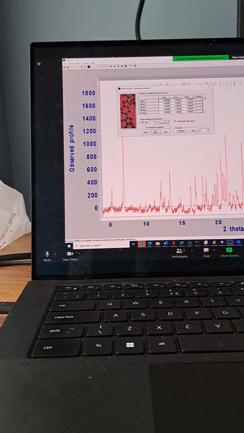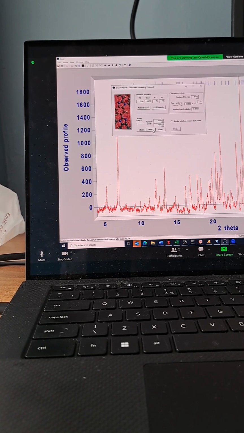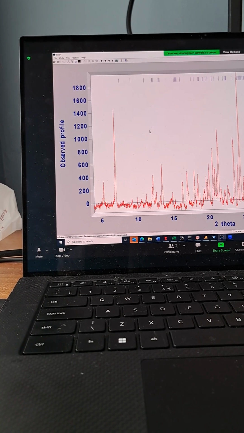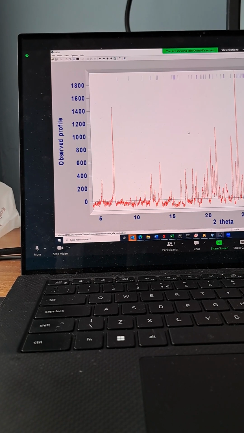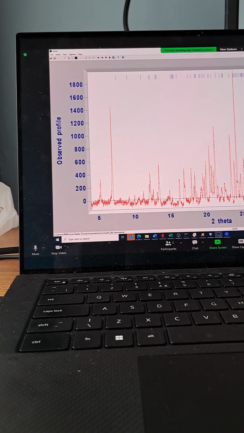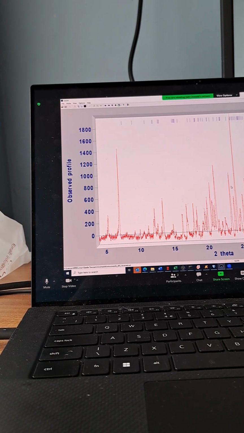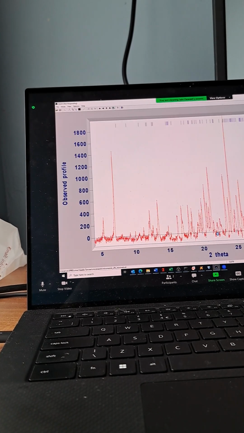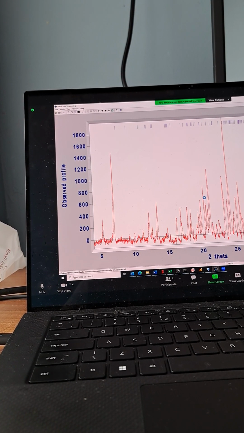And then you can click on next. A lot of this is just clicking next, and then solve. What it'll do is go off and try to solve the crystal structure for you. It's struggling a bit now, but it's just going off and starting to do that.